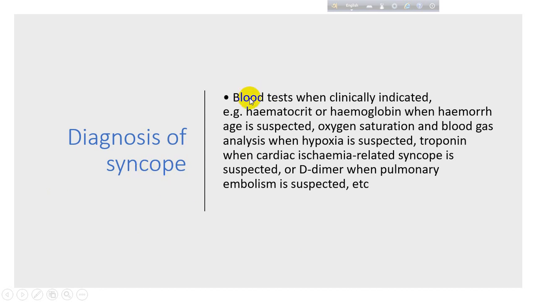Diagnosis of syncope, blood tests when clinically indicated, such as hematocrit or hemoglobin when hemorrhage is suspected, oxygen saturation and blood gas analysis when hypoxia is suspected, troponin when cardiac ischemia related syncope is suspected, and D-dimer when pulmonary embolism is suspected.